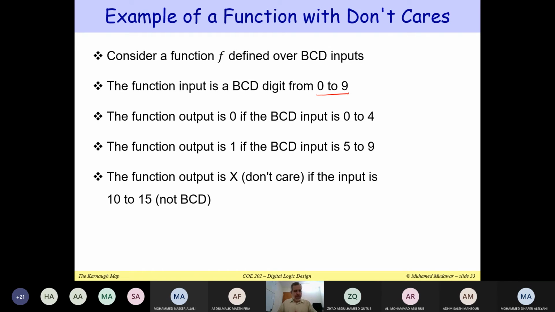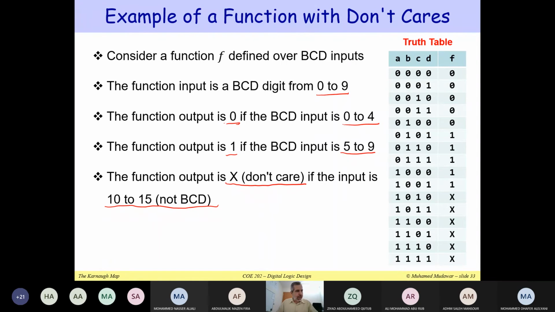Now, the function here is defined such that if the input is from 0 to 4, I would like the output to be equal to 0. And if the BCD input is from 5 to 9, I would like the output to be equal to 1. Notice that the output is X here, meaning don't care, if the input is from 10 to 15, which means that it is not BCD. We are not really supposed to receive this input from 10 to 15. This is why we say that the output is a don't care.